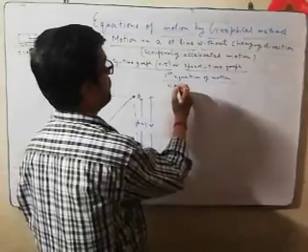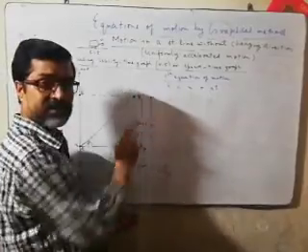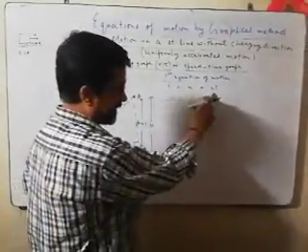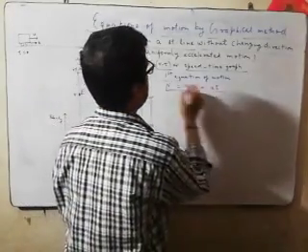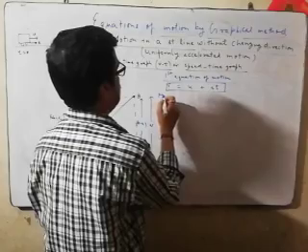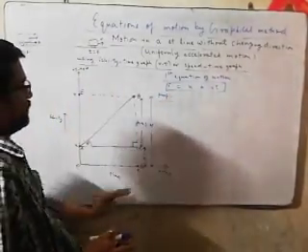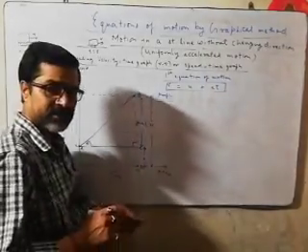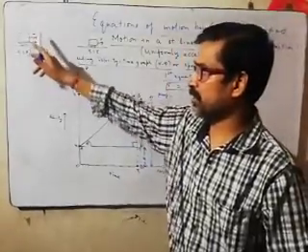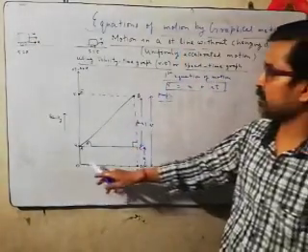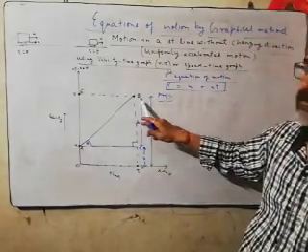Actually, the first equation of motion is V is equal to U plus AT. V is final velocity, U is initial velocity, A is acceleration, T is time. Okay, this we have to prove. And for that matter, we are using this graph. So a certain description we can write in words also. Let us consider an object moving with initial velocity u at time t equal to 0, and after some time the velocity becomes v.